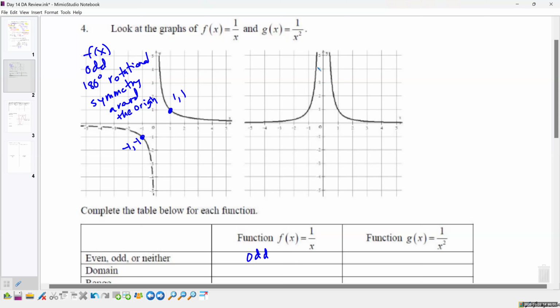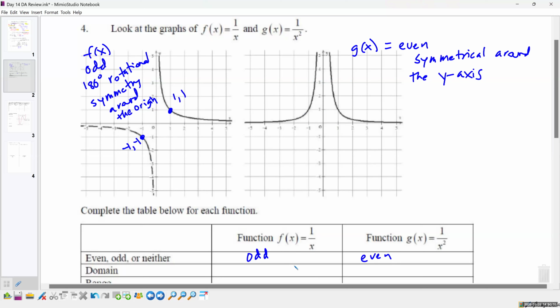When I look at g of x, I notice that g of x is an even function because it is symmetrical around the y-axis. And that makes it an even function.